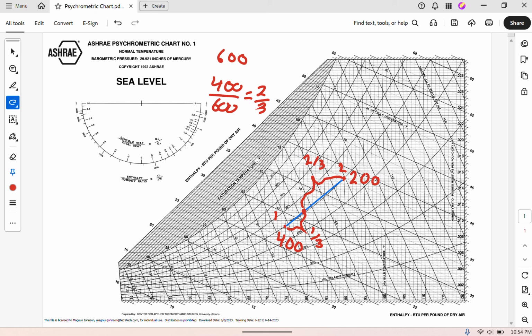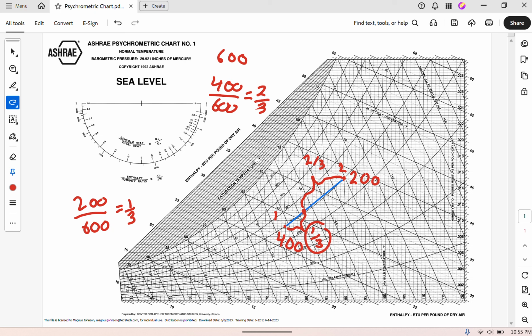Of course it could be done the other way. We could take the 200 and say 200 over our total of 600 is 1/3, and instead of measuring the 2/3, we would measure this 1/3 value from the opposite end. So this is an interesting way of determining where our mixed air state is. It's literally just drawing a straight line between the 2 points and using a ruler to determine where exactly it's going to lie on that line connecting the 2 points.